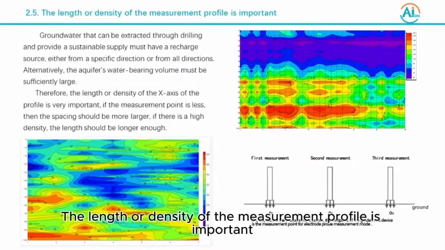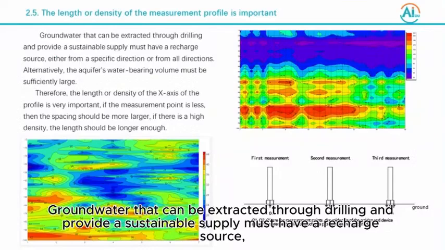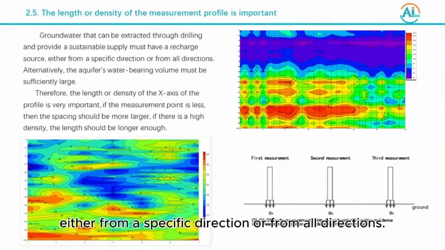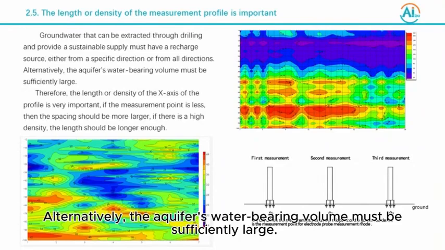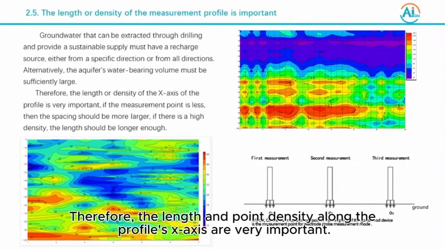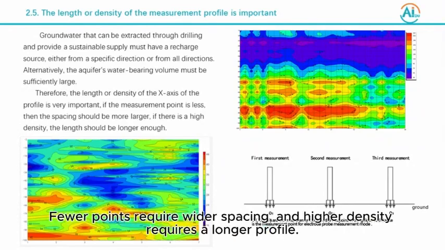The length or density of the measurement profile is important. Groundwater that can be extracted through drilling and provide a sustainable supply must have a recharge source, either from a specific direction or from all directions. Alternatively, the aquifer's water-bearing volume must be sufficiently large. Therefore, the length and point density along the profile's x-axis are very important. Fewer points require wider spacing, and higher density requires a longer profile.